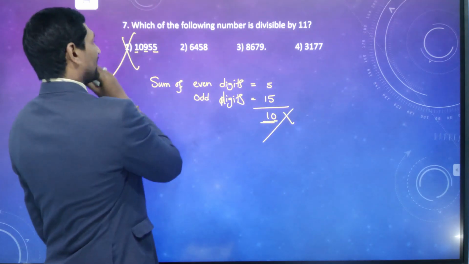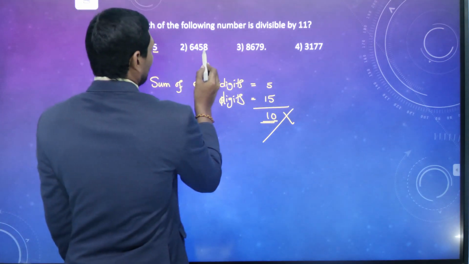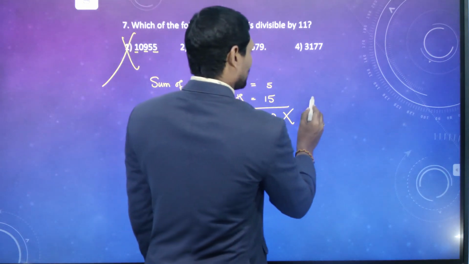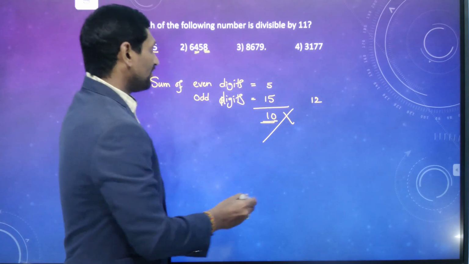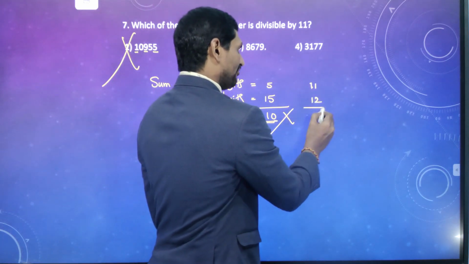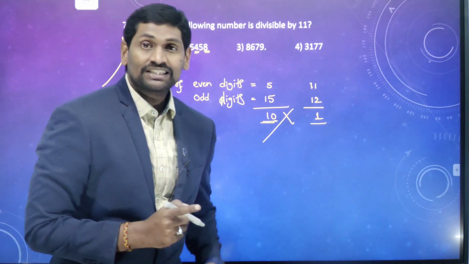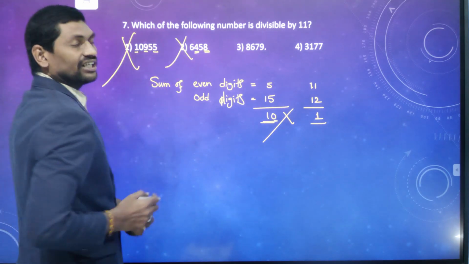So option 1 incorrect. Okay. Option number 2. Odd places 8 plus 4, 8 plus 4 is 12. Even place digits 5 plus 6, 5 plus 6 is 11, and the difference is 1. According to the rule, the difference must be 0 or a multiple of 11. So which is also incorrect.